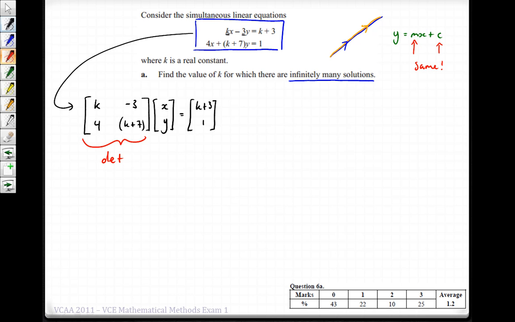So why do we want the determinant? Well, if det A equals 0, then that says that there are either infinite or no solutions to the system of equations.